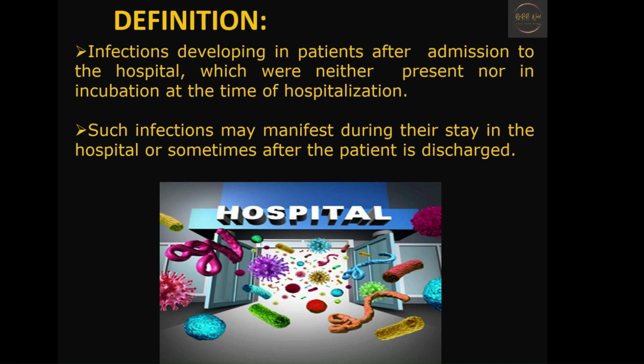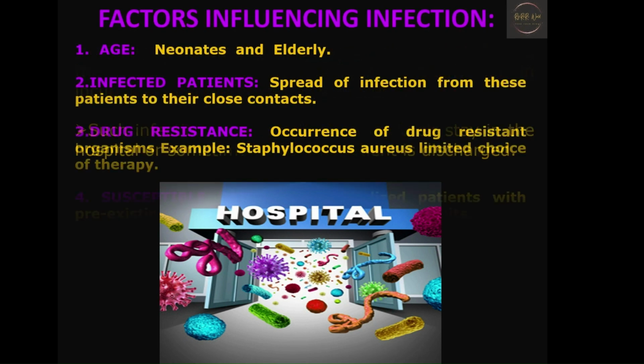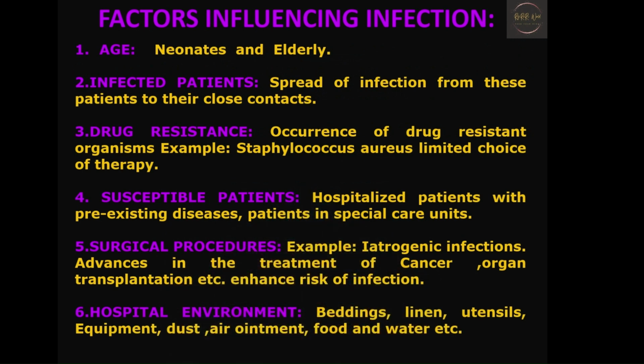Among them is age. It mainly affects infants and the elderly, as in infants the immune system has not developed properly and in the elderly it is not functioning properly. This combination of increased age and decreased activity of the immune system can make people more prone to infection. The next factors are infected patients, which can spread infection to their close contacts, drug resistance, occurrence of drug resistant organisms, susceptible patients, surgical procedures and hospital environment.